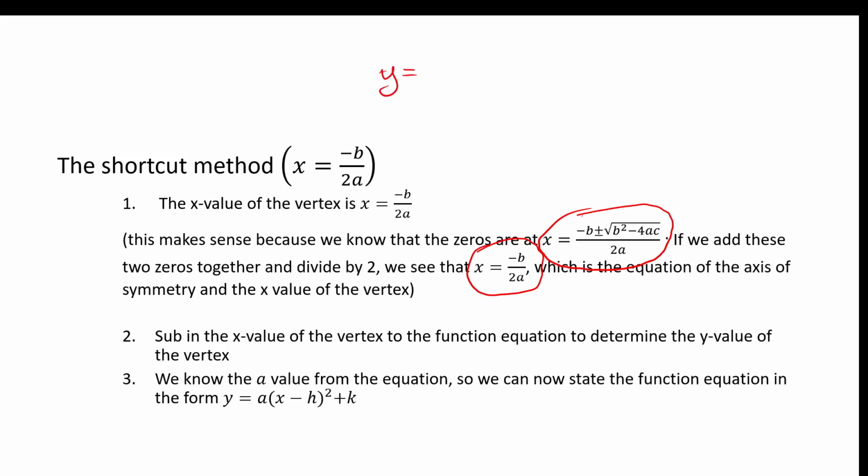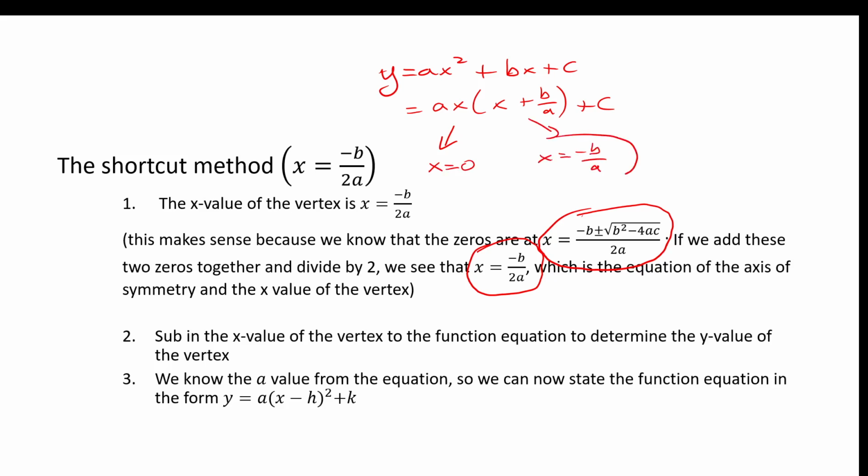Another way of looking at it is simply to say this: y equals ax squared plus bx plus c. If we do partial factoring, we know we get this. So that tells us that plus c. Using the method of partial factoring, we see x could equal 0 or x could equal -b over a. We then add these two zeros and divide by 2, and that gives us -b over 2a. However it is we like to think of it, the x value of the vertex will be -b over 2a.